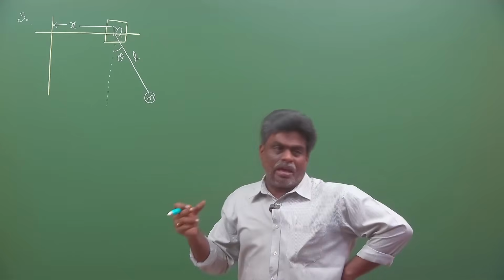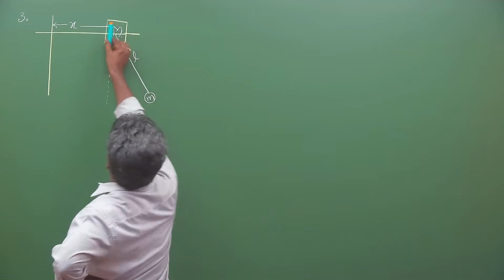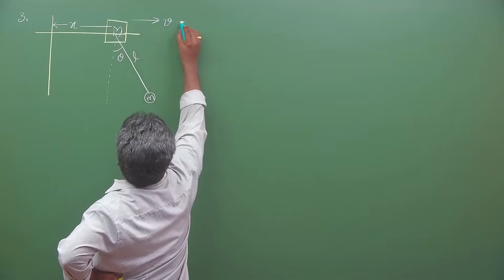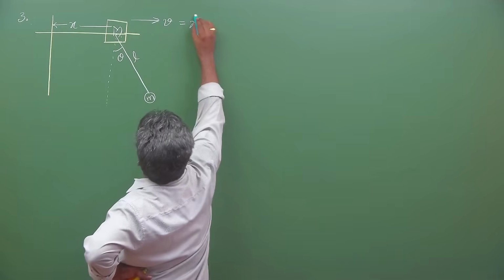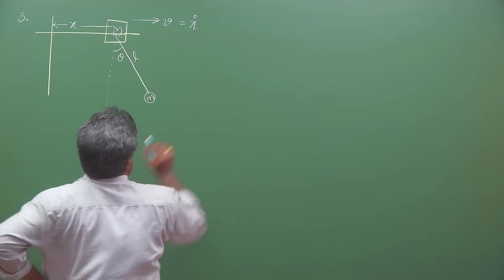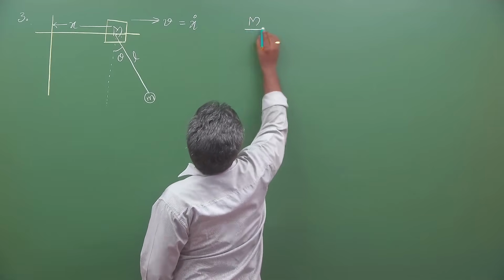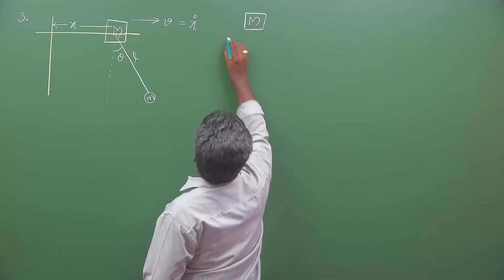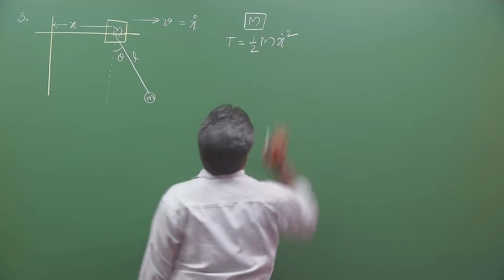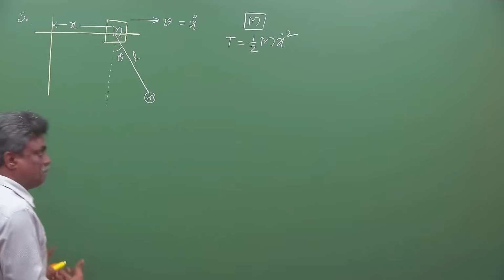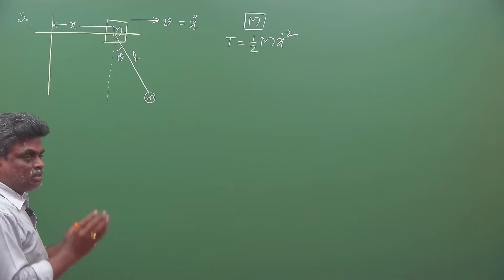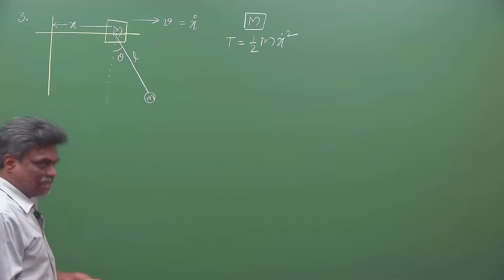Then how are they moving? Capital M is moving like this. Its velocity equals displacement x dot. Carefully observe. Is there any other velocity for capital M? Its kinetic energy equals half capital M x dot square. Say the answer confidently, please. Otherwise, when you see a question in the final exam, you won't have the guts to attempt it. First, you have to get that confidence.